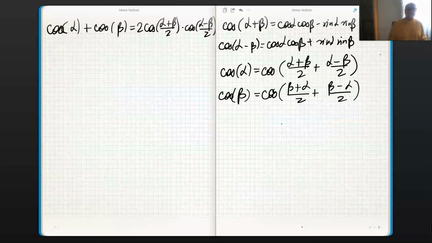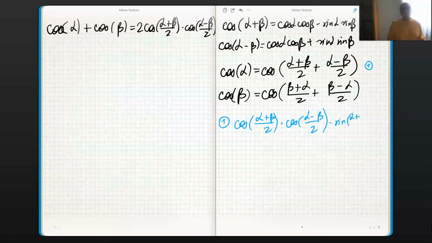Alright, so what is the first line? The first line is going to be cosine of the first angle times the cosine of the second. We have plus, so minus sine of the first times the sine of the second. What about the second line? The second line is actually the same, but we have cosine of, well, alpha plus beta or beta plus alpha, it doesn't matter.